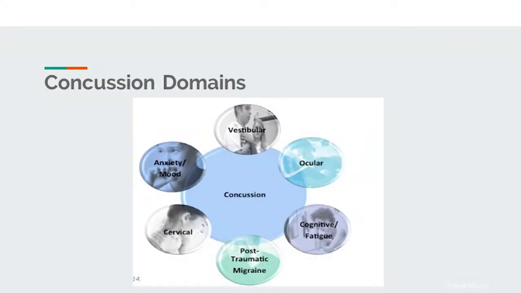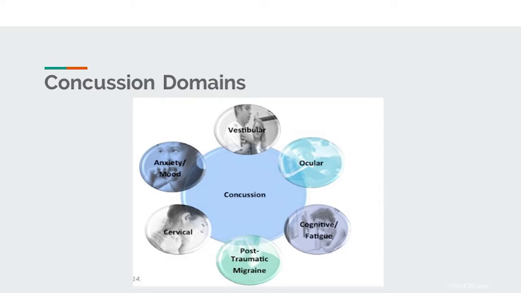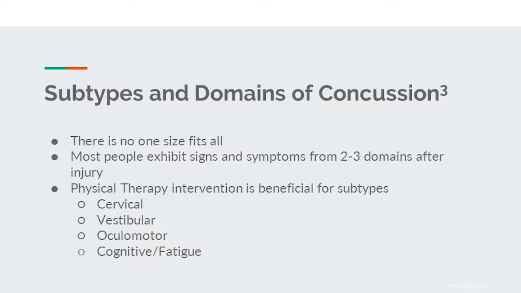So Dr. Turan had already touched upon this as well, but this is from the University of Pittsburgh Medical Center, and these are the 6 different concussion domains. So what this means is after someone's had a concussion, usually they will exhibit symptoms not in just one of these 6 categories, but they'll be in multiple. So you have vestibular, ocular, your cognitive fatigue group, post-traumatic migraine, cervical, and anxiety mood. There's no one size fits all. After someone sustained a head injury, they're not just going to have symptoms of ocular, they're going to have multiple different symptoms from the different domains. And physical therapy intervention, what we're concerned with, is beneficial for the subtypes of cervical, vestibular, ocular motor, and the cognitive fatigue group.